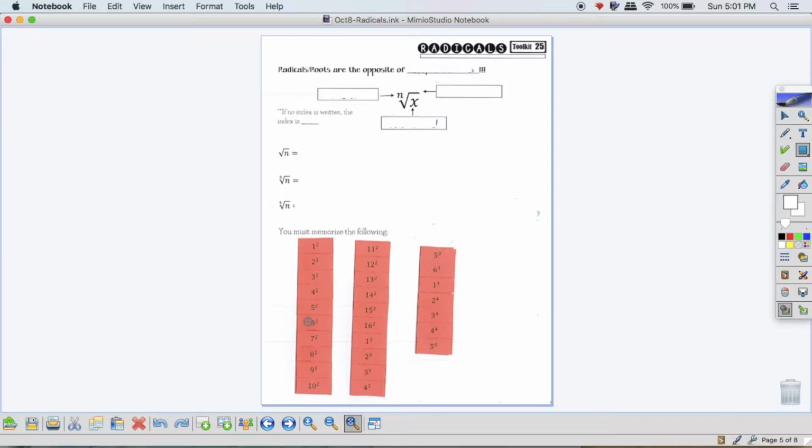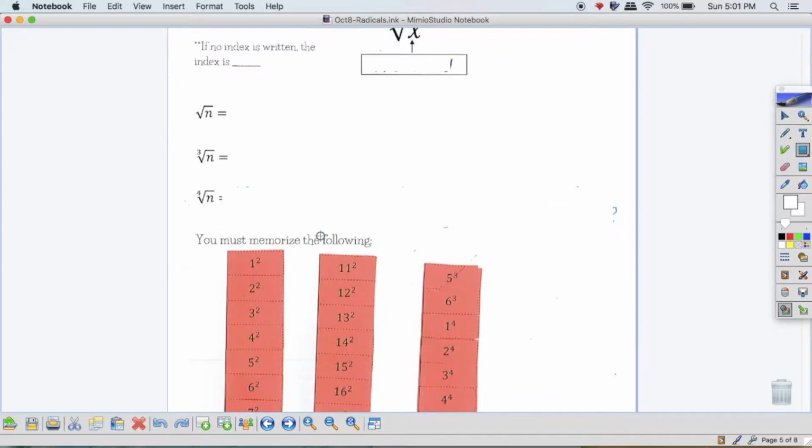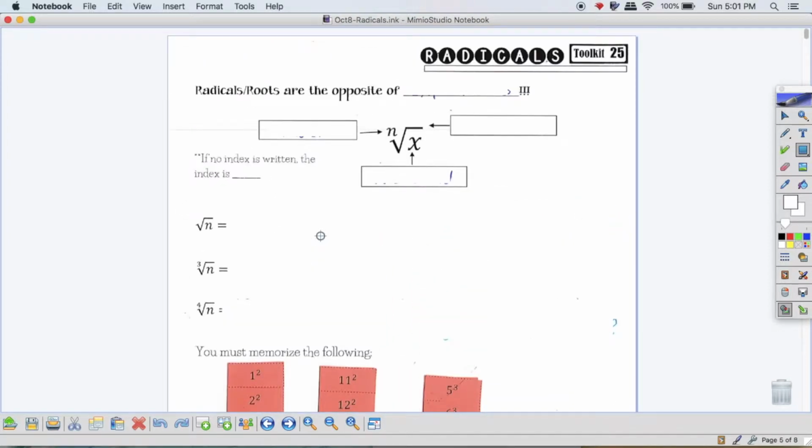Okay, today we're looking at radicals or roots. You should be familiar with square root. Roots or radicals are the opposite of exponents.